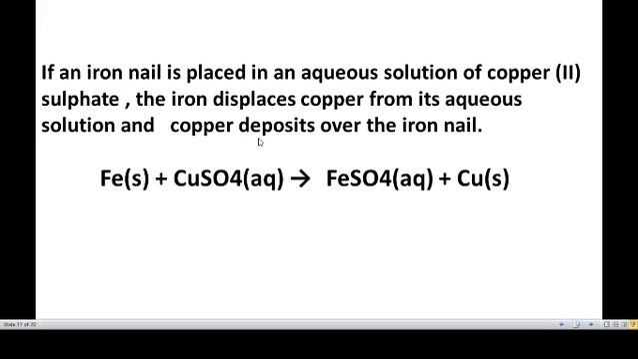As per the rule of displacement reaction, a more reactive element readily displaces a less reactive element from their aqueous solution. So, iron is a more reactive element. Here, copper sulfate is the aqueous solution. In the aqueous solution of copper sulfate, the copper is displaced by iron. So, iron is a more reactive element.